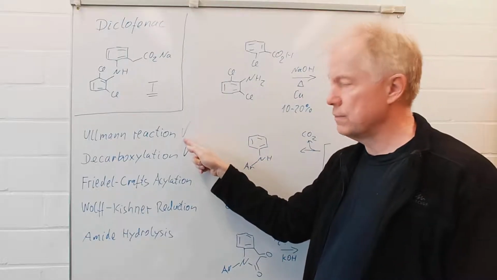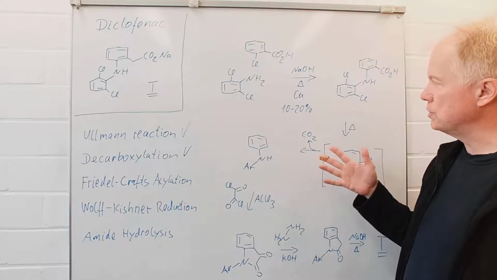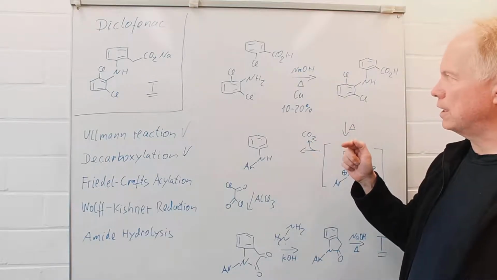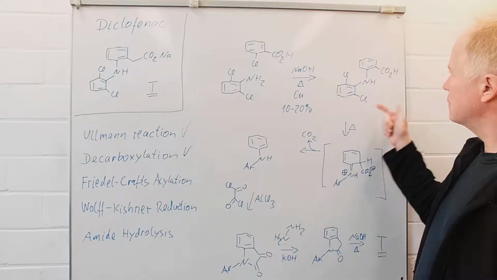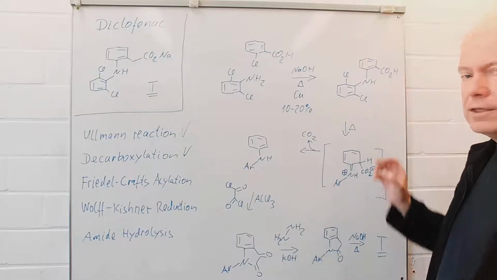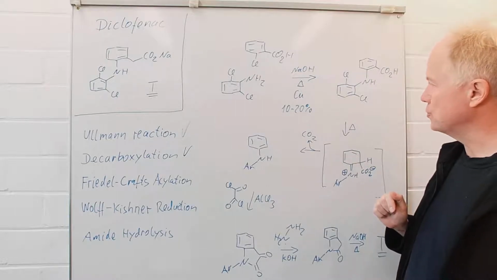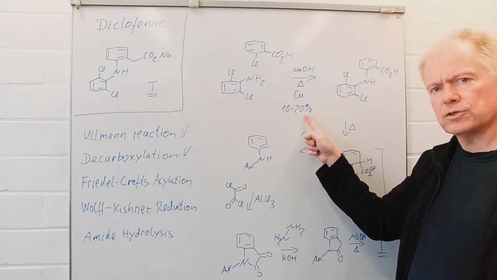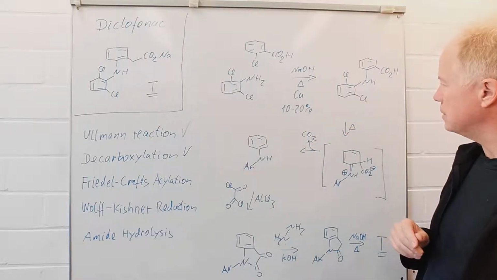This is done with an Ullmann reaction. So an Ullmann reaction is copper catalyzed here under basic conditions. Well, this is then the result of the first step in this multi-step process. Unfortunately, it's only achieved with 10 to 20% yield.